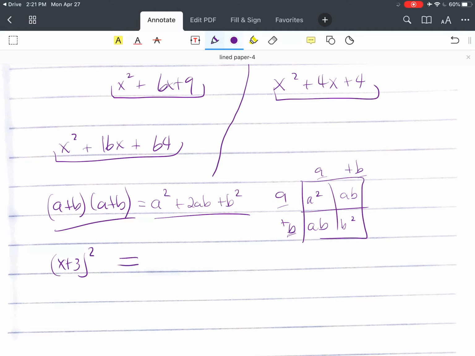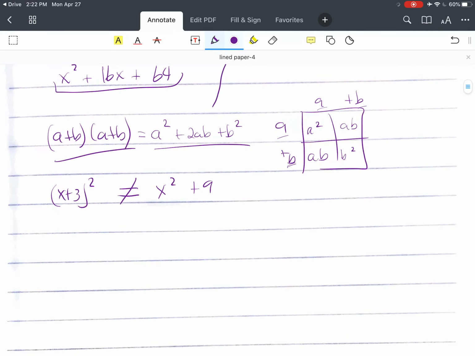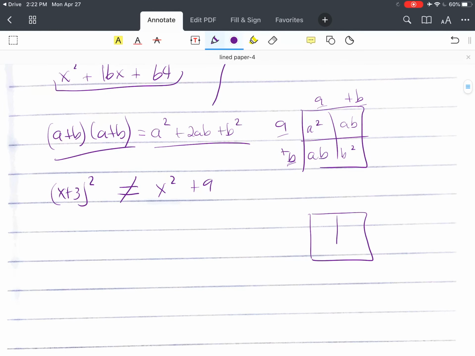It's missing the 2ab. So if you ever see something like (x plus 3) squared, this does not equal x squared plus 9. In fact, let's see what it equals. X plus 3 times x plus 3. This is actually the opposite of factoring. This is technically distributing. X times x is x squared. X times 3 is 3x. X times 3 is 3x. 3 times 3 is 9. So this actually equals x squared plus 6x plus 9.